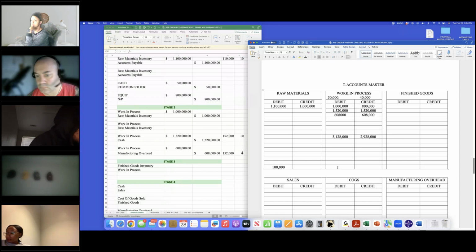How much money is left in raw materials? I mean, work in process? I got that 200,000. Excel. 200,000.